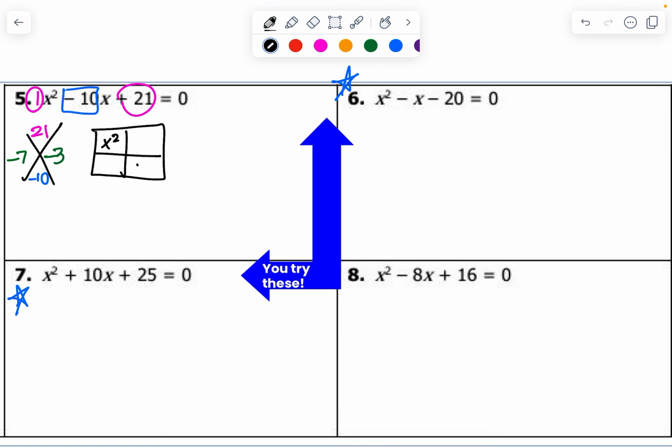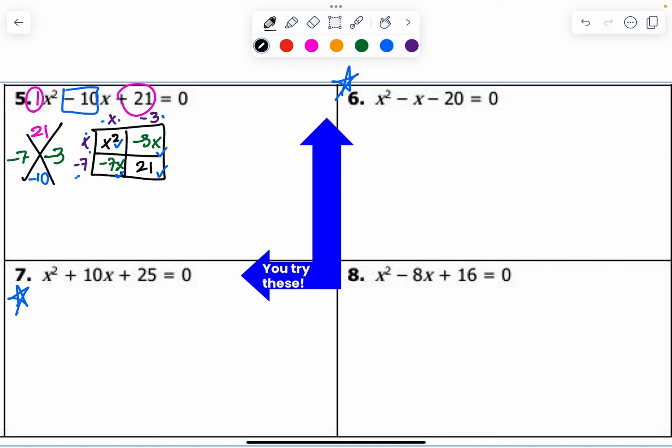X squared, 21, minus 7x, minus 3x, excuse me. And we're factoring out greatest common factors. This is going to be x minus 3, x minus 7. Check our work. X times x is x squared. X times negative 3, negative 3x, negative 7x, negative 7x, negative 7 times negative 3, positive 21.